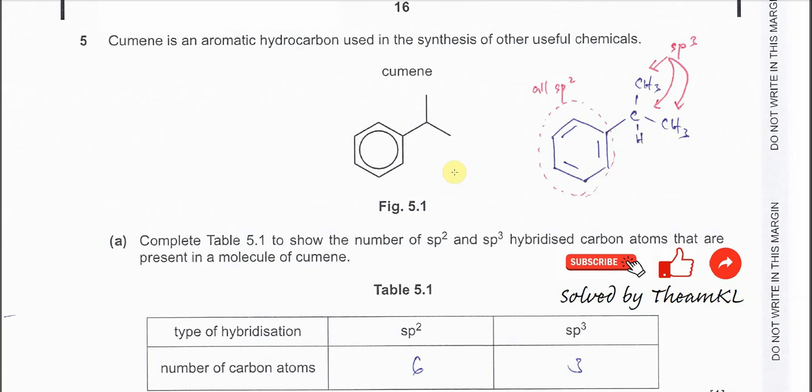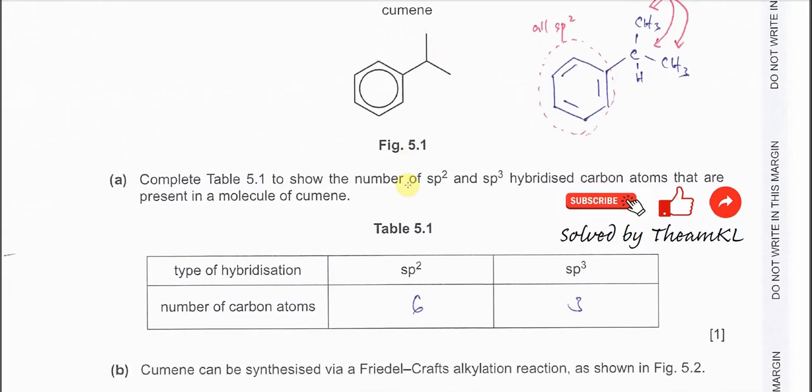Question 5. In figure 5.1, we have the aromatic hydrocarbon, cumene. Let's start part A about this compound. Complete table 5.1 to show the number of sp2 and sp3 hybridized carbons that are present in a molecule of cumene.